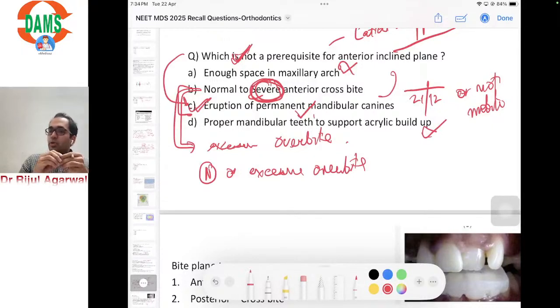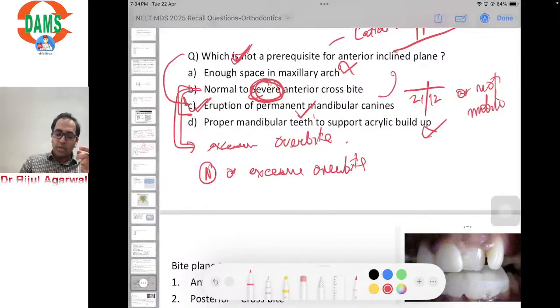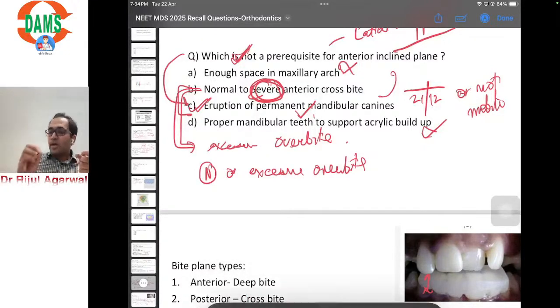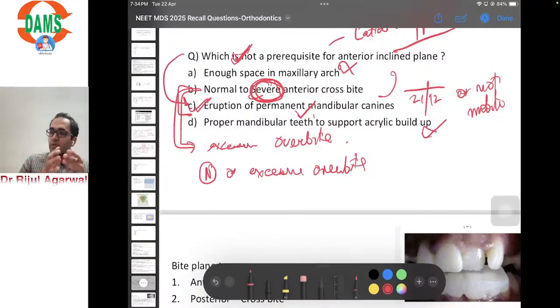So there are two ways. First, you can either surgically cut or incise to fracture the suture, that is SARPE or SARME, and then bring about expansion using any simple expansion appliance. Because once the suture is separated or fractured, you can simply put a rapid Hyrax screw as well to bring about the expansion. If you don't want surgery, then you have to go for mini implant or TAD assisted expansion.